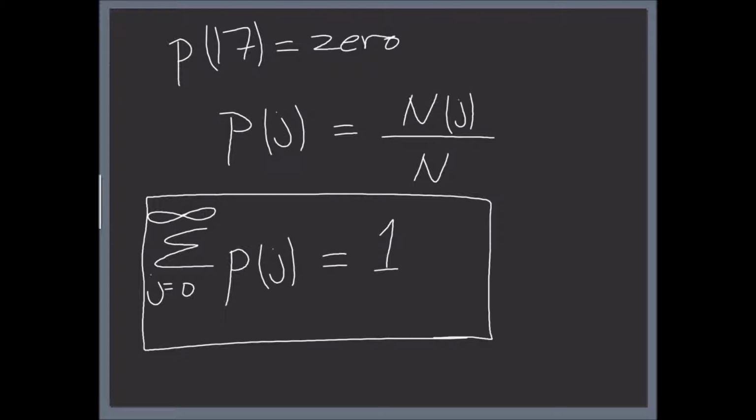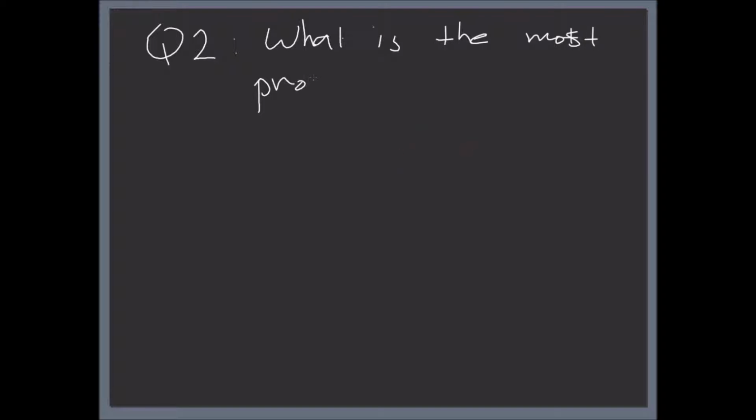Alright, question number 2. This should be very simple. What is the most probable age? Well, that's pretty simple. The most probable age is 25 because we have 5 people at 25, right? Of course. I just want you to get the routine of it, okay?